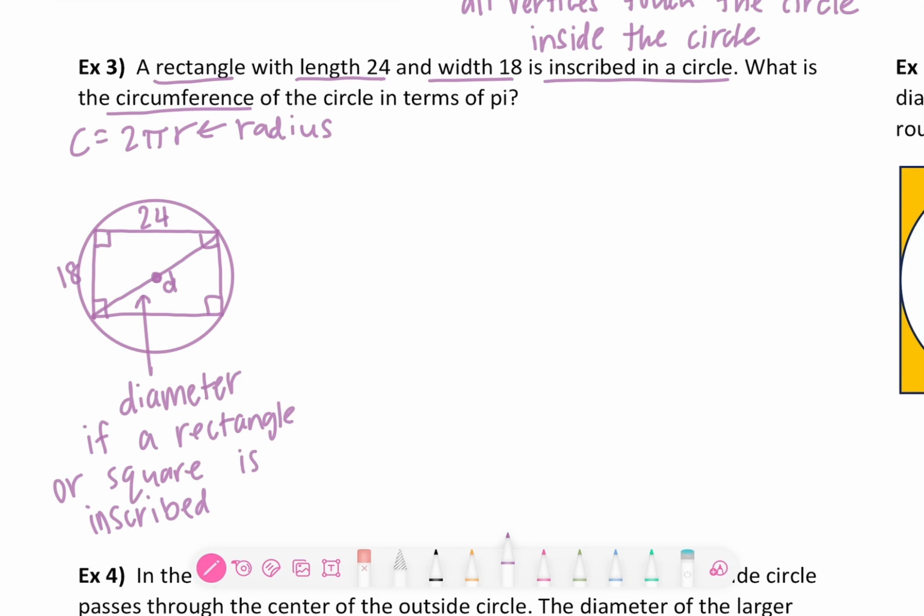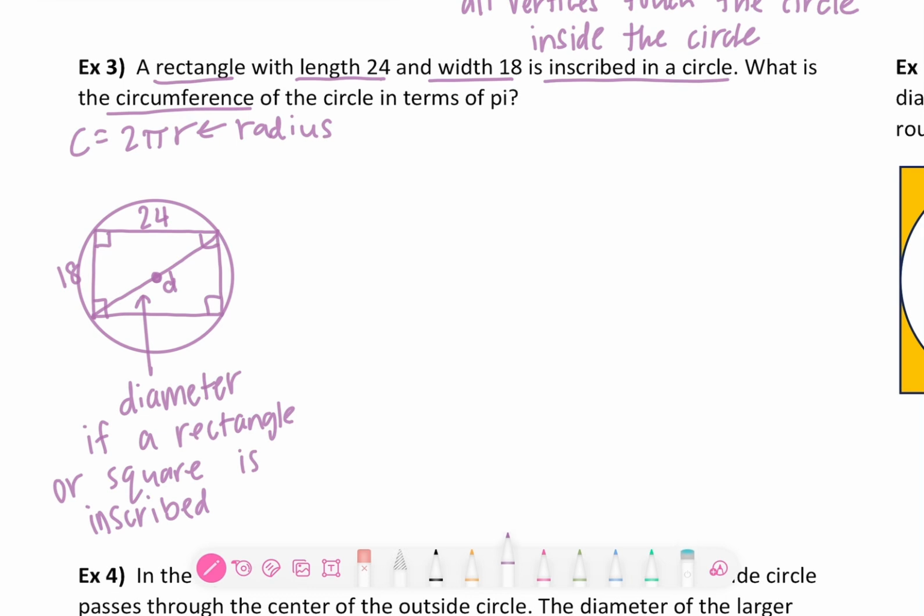Now, we're going to bring in something that we have used a long time ago, because in order to find the radius, we need to find that diameter. If this whole thing is diameter, then the radius is halfway. So if we can find the diameter, all we have to do is divide it by 2, plug it into that easy formula, and we're done. So this is going to be the hardest part. We're going to use something that we used a long time ago.